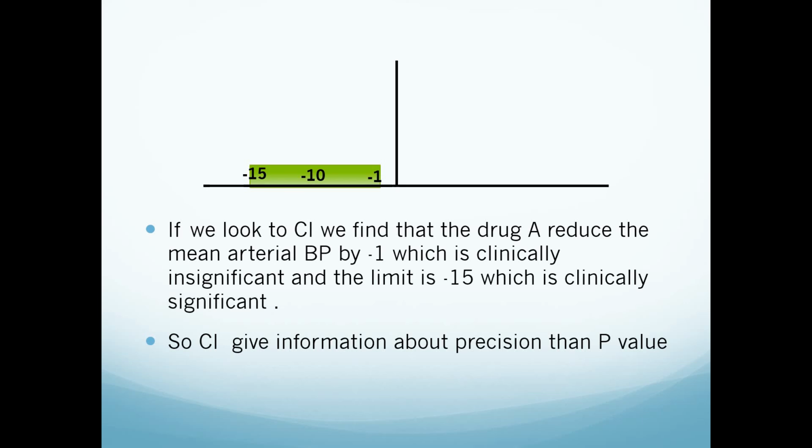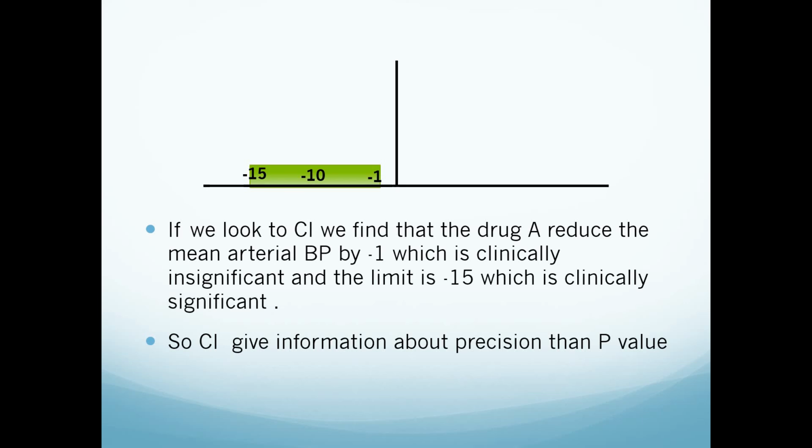Because we are talking about reduction, the value of 0 is the line of no difference. The limit is minus 1 and minus 15, which is clinically significant. But am I going to change my practice on minus 1? This is our patients, our study, it falls at minus 10. So the confidence interval gives you information about the precision, more than the p-value.